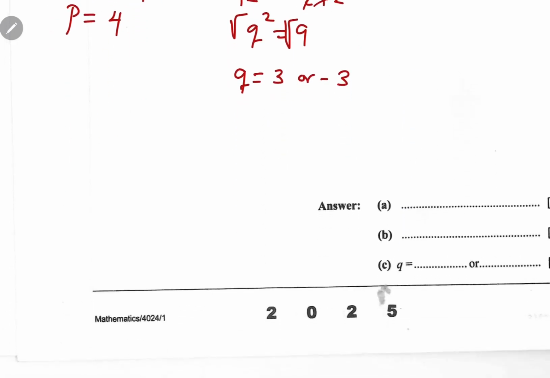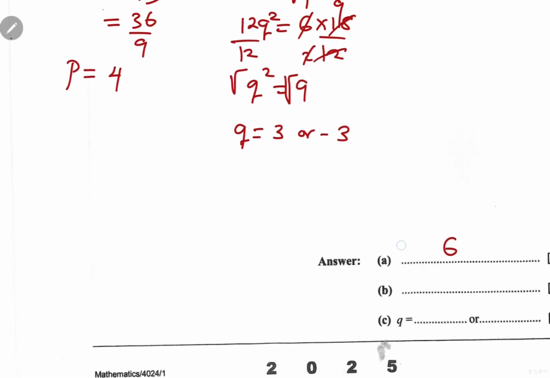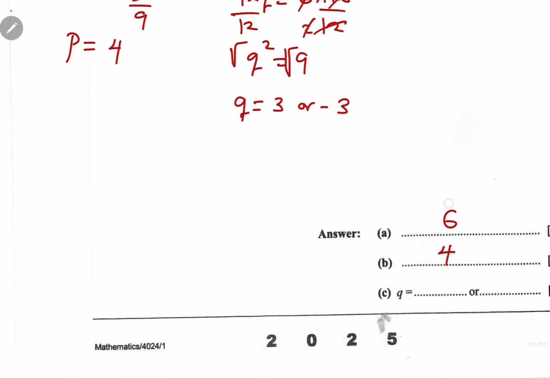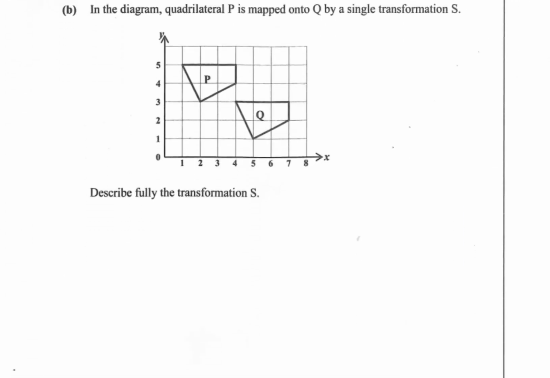So let us put the answers. The first one, we said k is equals to 6. Then p is equals to 4. Then q is equals to 3 and negative 3. Okay, so that is how we work out these. Question 16.